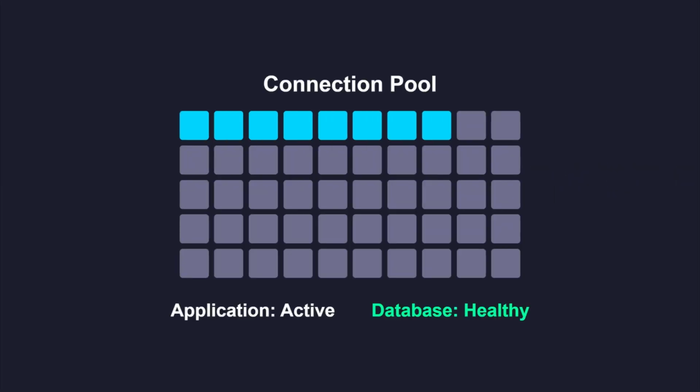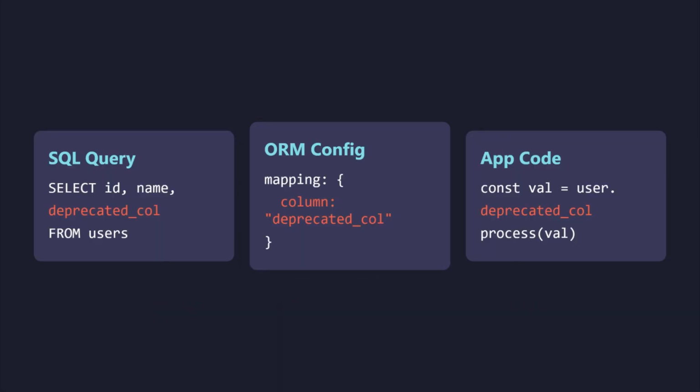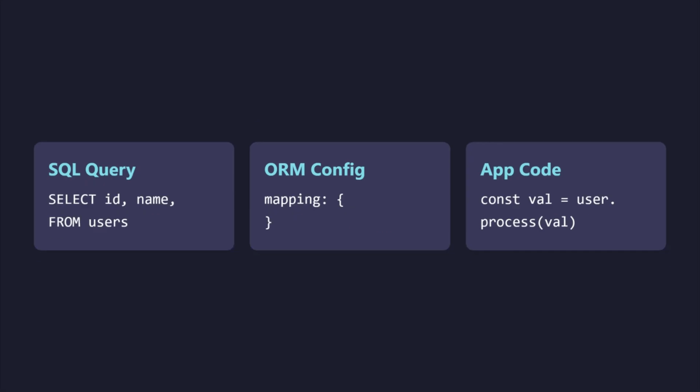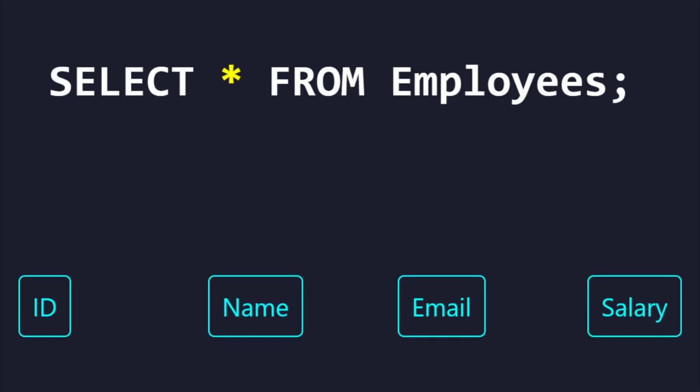This queue quickly saturates the application connection pool. Once the pool is full, the entire application stops responding to users, even though the database might otherwise be healthy. To avoid this, you must first remove all references to the column from your application code. This includes every structured query language statement and any object relational mapping configurations.